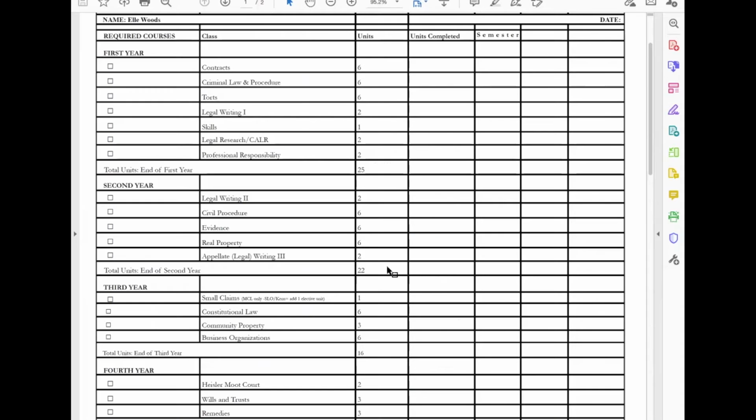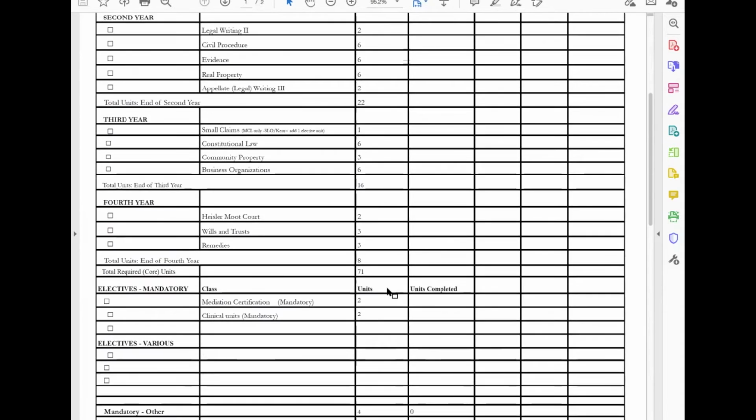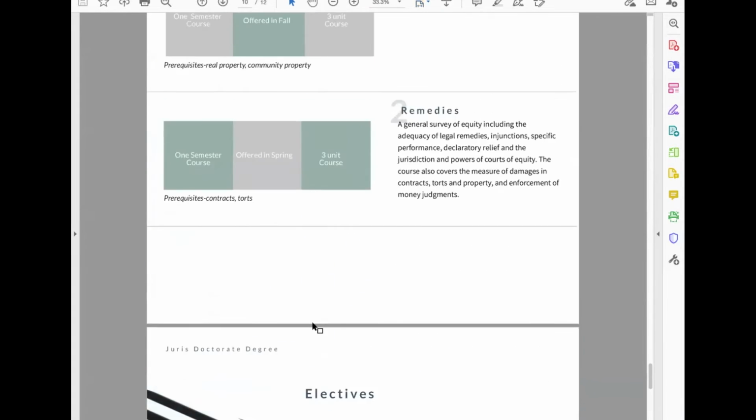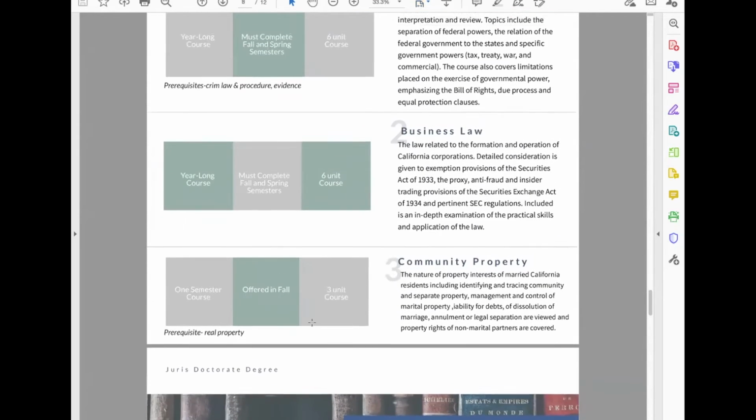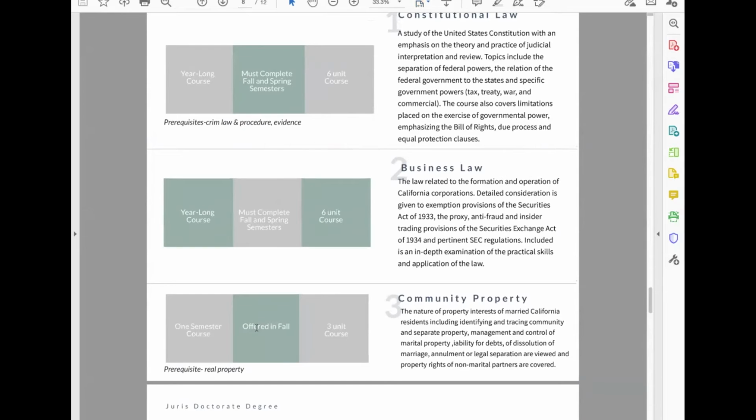Now, the hardest thing about working with students when it comes to these graduation requirements is when students want to finish early or move things around. Because you'll notice remedies, wills, and trusts have required semesters where they take it. So if we went down to the 3L year, it's required to take community property. It's only offered in the fall.